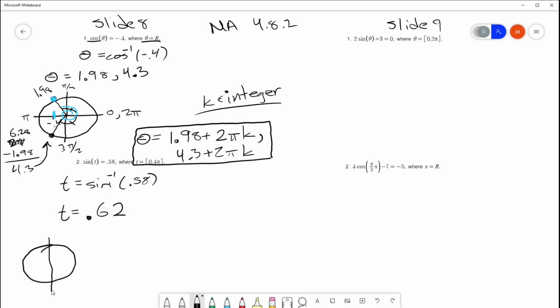Now, once again, we need to find the second solution using a diagram of the unit circle. So I'm going to do that real quick. I draw my unit circle. I know that I'm dealing with sine, which is the y-coordinate, right? Sine is the y-coordinate. So I know that I'm looking for y-coordinates that are 0.58.